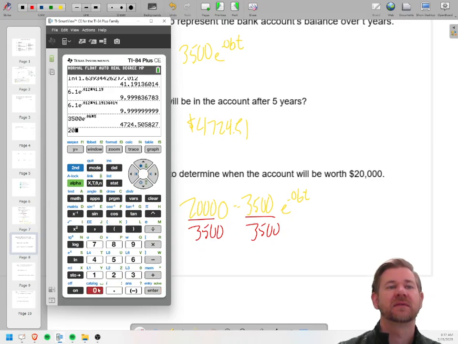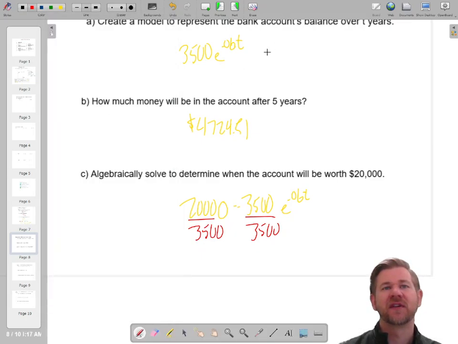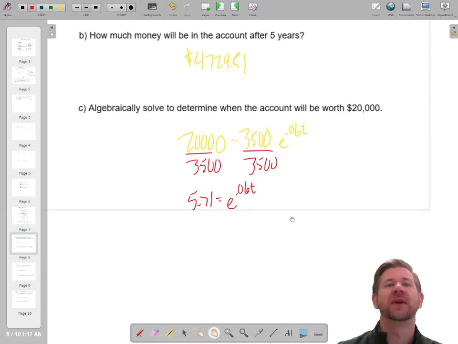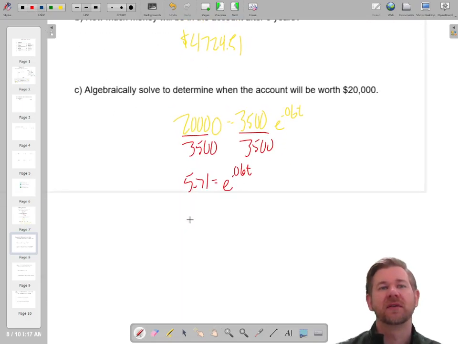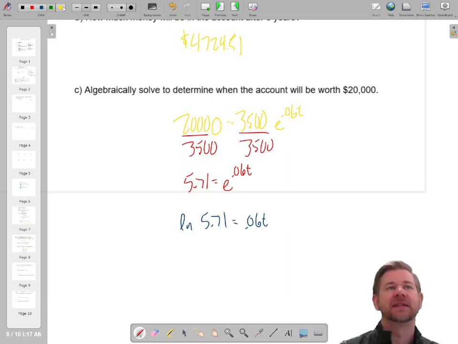So 20,000 divided by 3,500, and I'll write it as 5.71. 5.71 equals e to the 0.06t. And now we need to, again, rewrite this as a logarithm. And since it's base e, we're going to say natural log. It's like e to the power of 0.06t, that's on the other side, equals 5.71. And the last thing to do to solve this equation is you're going to divide both sides by 0.06.